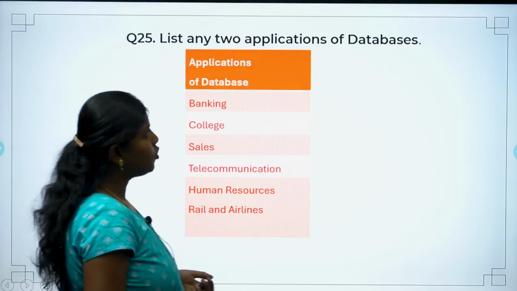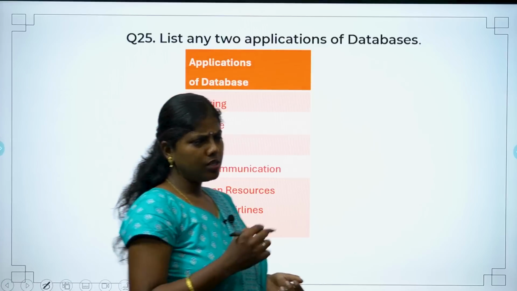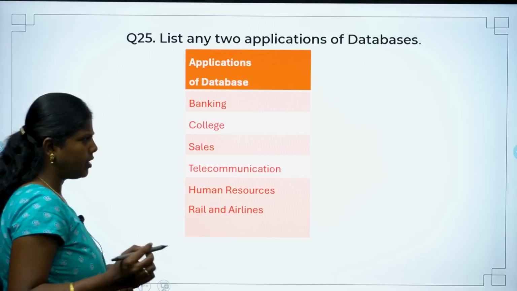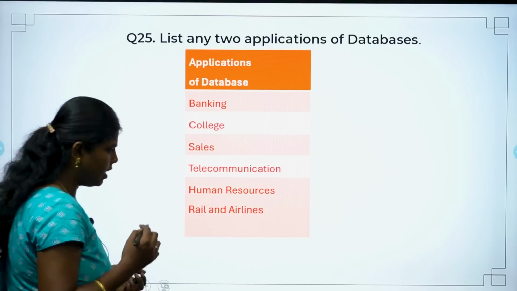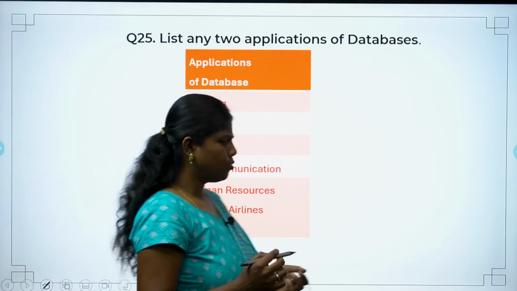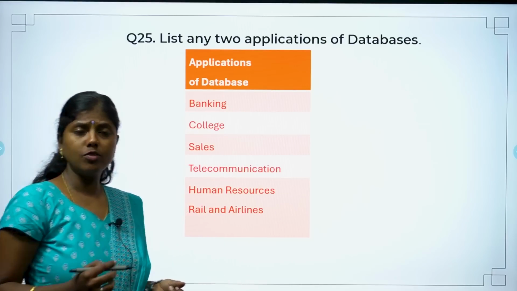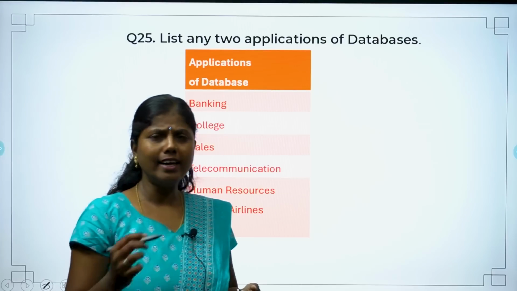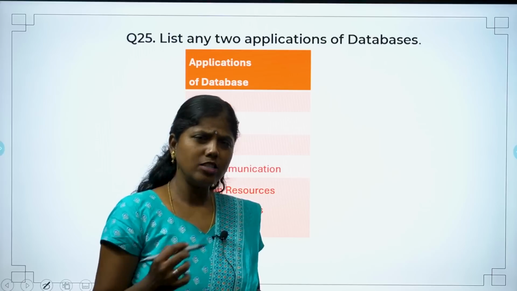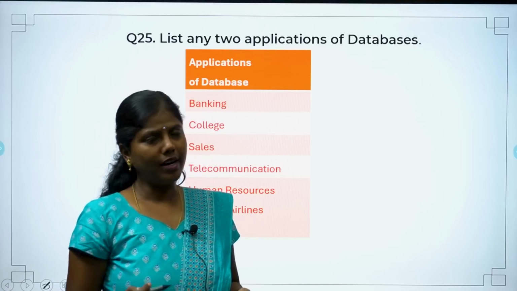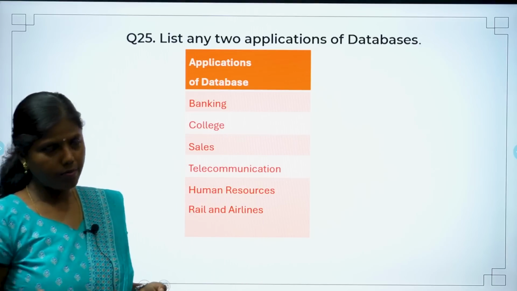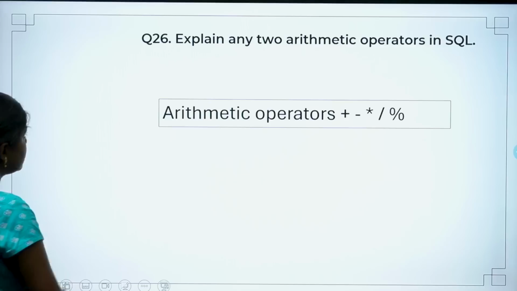Any two applications of databases. This question is frequently asked. Any two applications you can write: banking, college, sales, telecommunication, human resources, airline reservation, rail reservation, any kind of database applications. Along with a few lines, if you write it, that's more than enough for 2 marks. Okay, so we'll go to the 26th question.